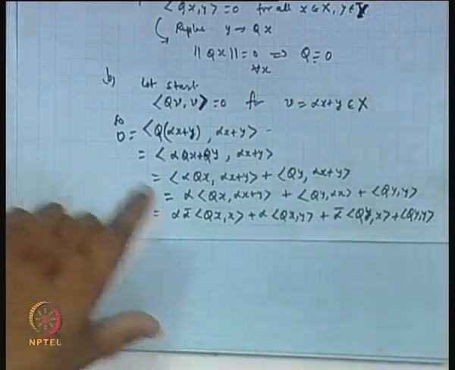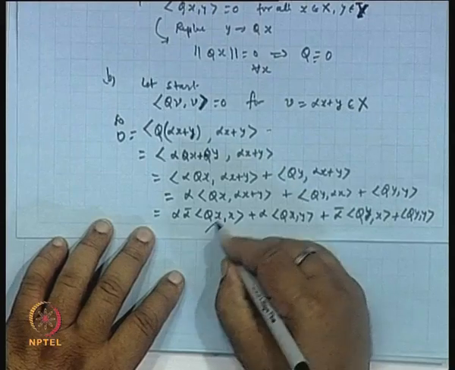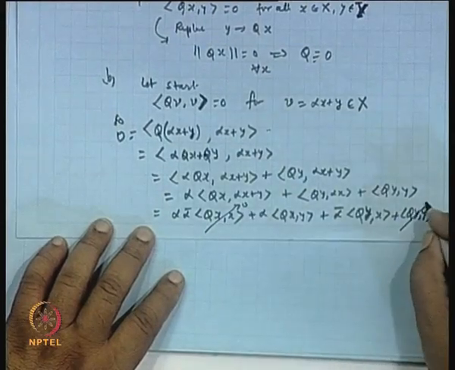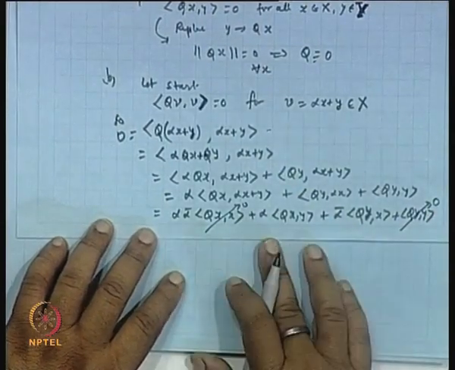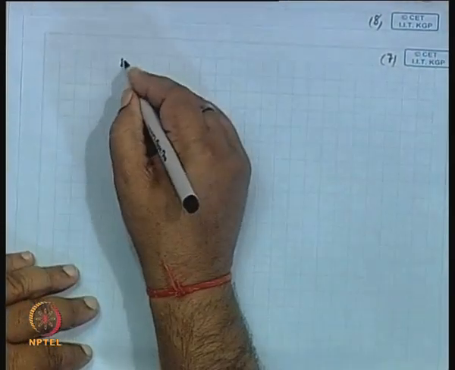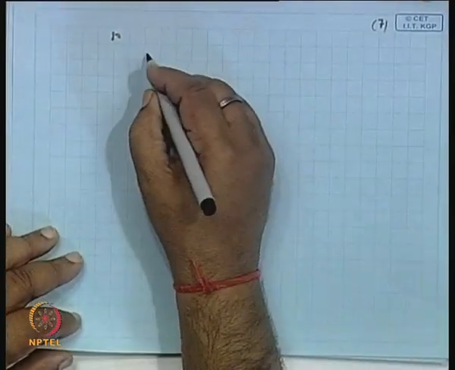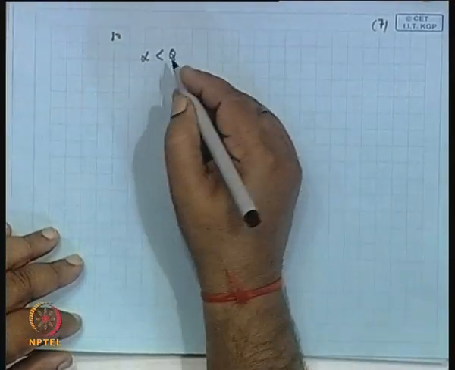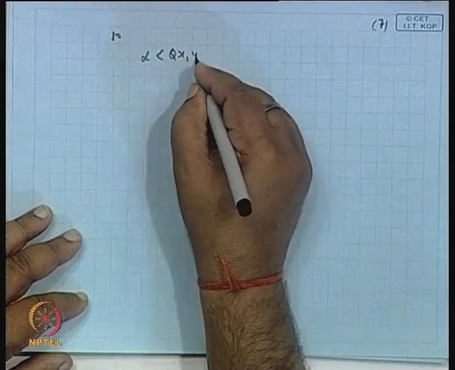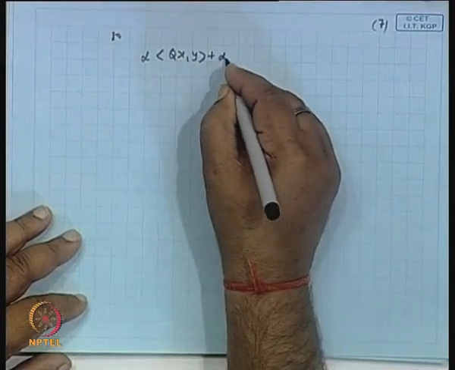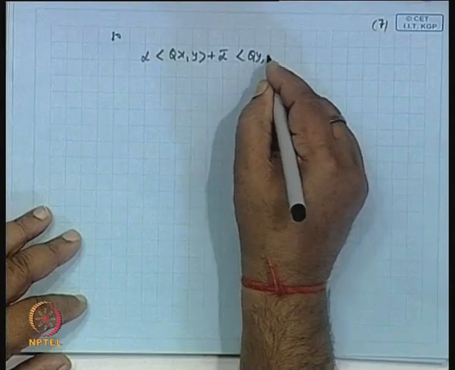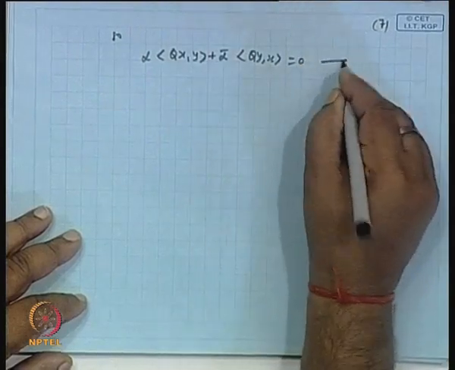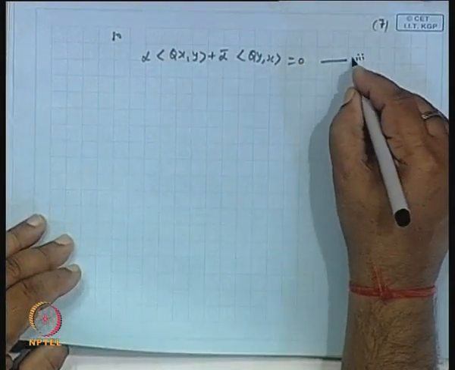But <Qx, x> is given to be 0, so this part is 0, and this part is 0. So what is left, we get from here, alpha times the inner product <Qx, y> plus alpha conjugate times the inner product <Qy, x> is 0. Let it be third.